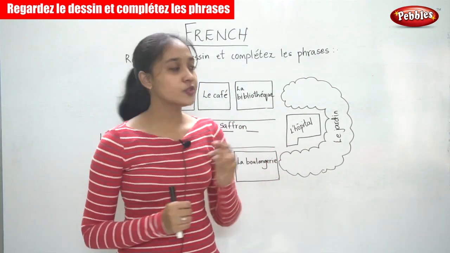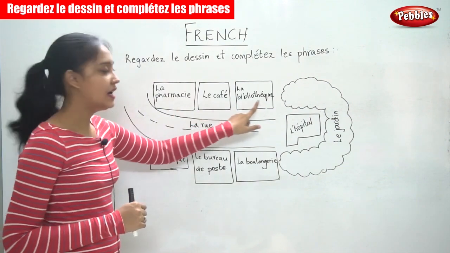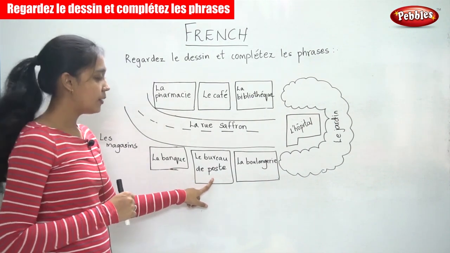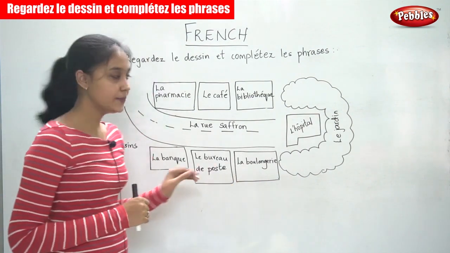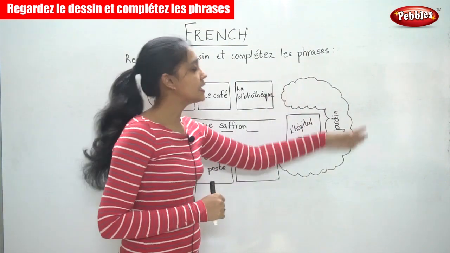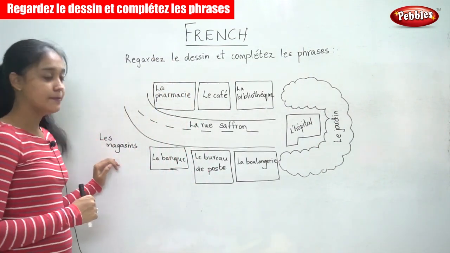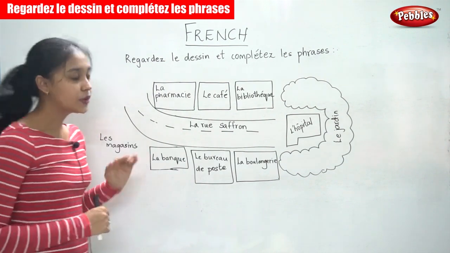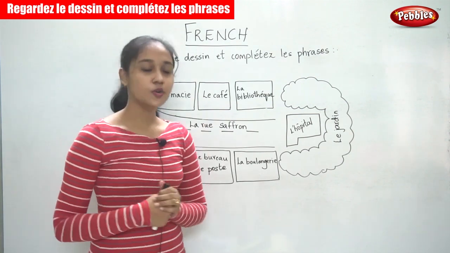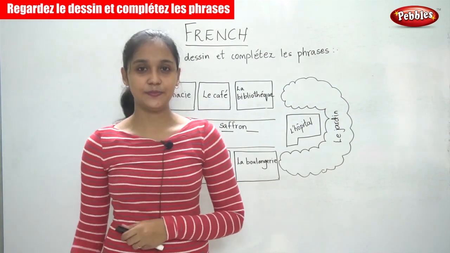So for that you must remember this picture. So we have la pharmacie, le café, la bibliothèque. On the other side, la banque, le bureau de poste, la boulangerie. And at one end we have l'hôpital surrounded by le jardin, and on the other end we have les magasins. So now we are going to answer some questions based on this road map. So memorize the places here and we'll try to answer them.